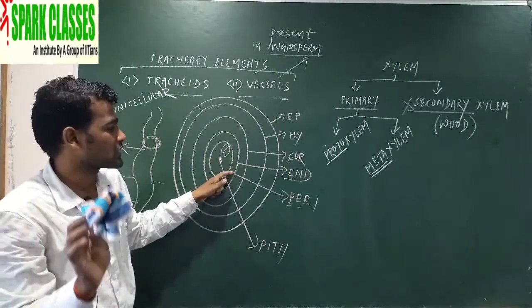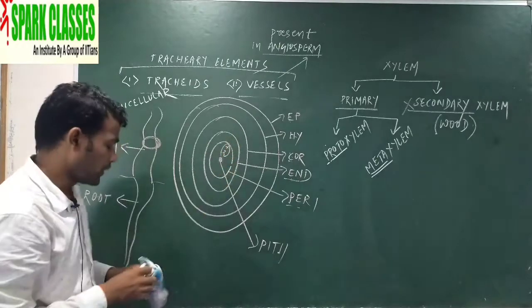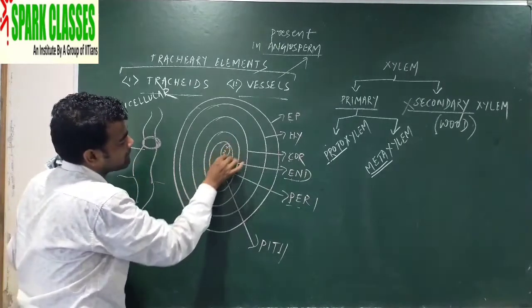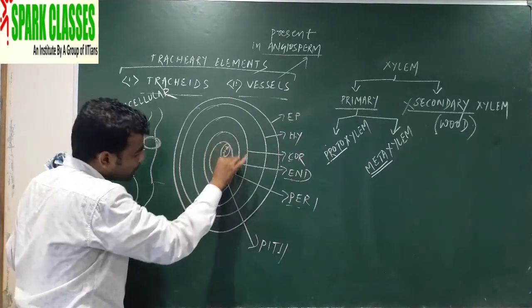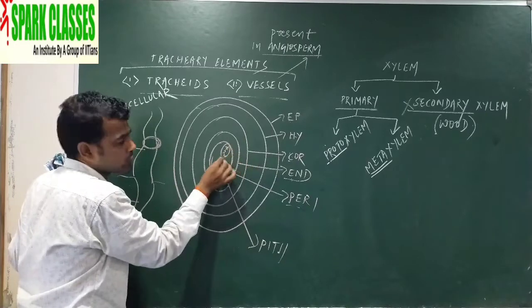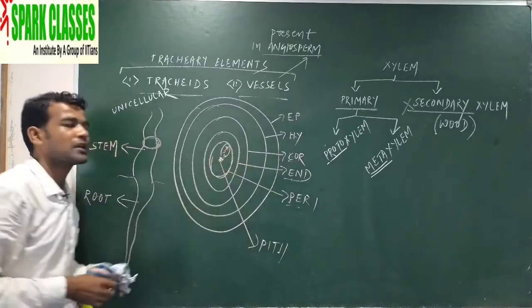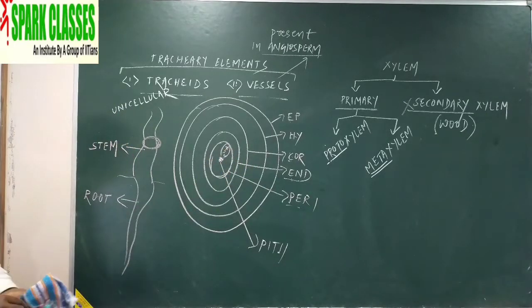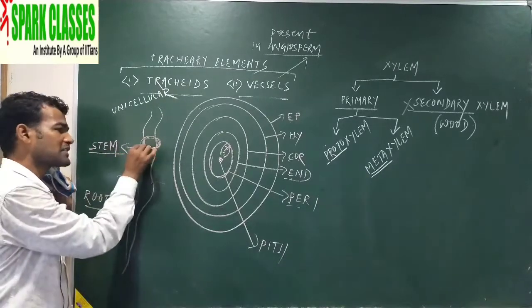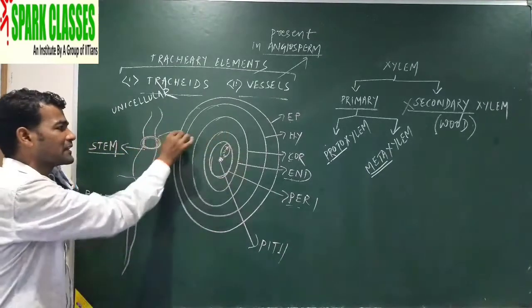Already in the first class, I had told you about these layers. But the important thing is this xylem. Xylem is present between pericycle and the center pith. In between these two there are xylem and phloem. But the arrangement of xylem and phloem is different in stem and root. If you look at the stem, you find circular layers like this.